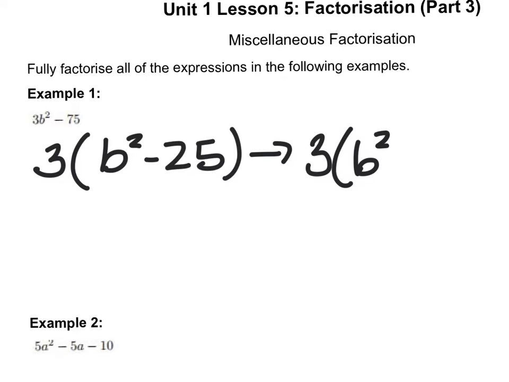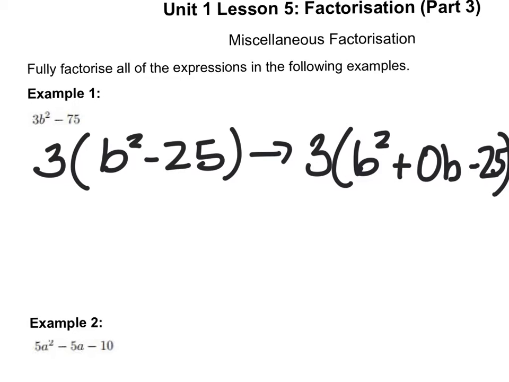Normally a trinomial would be like b squared minus 4b minus 25, for example, or b squared plus 3b plus 10, or x squared plus 4x plus something. So it's the letter squared, then the letter to the power of 1, and then a constant number at the end. But we're missing that. So we can write this as b squared plus 0b minus 25.